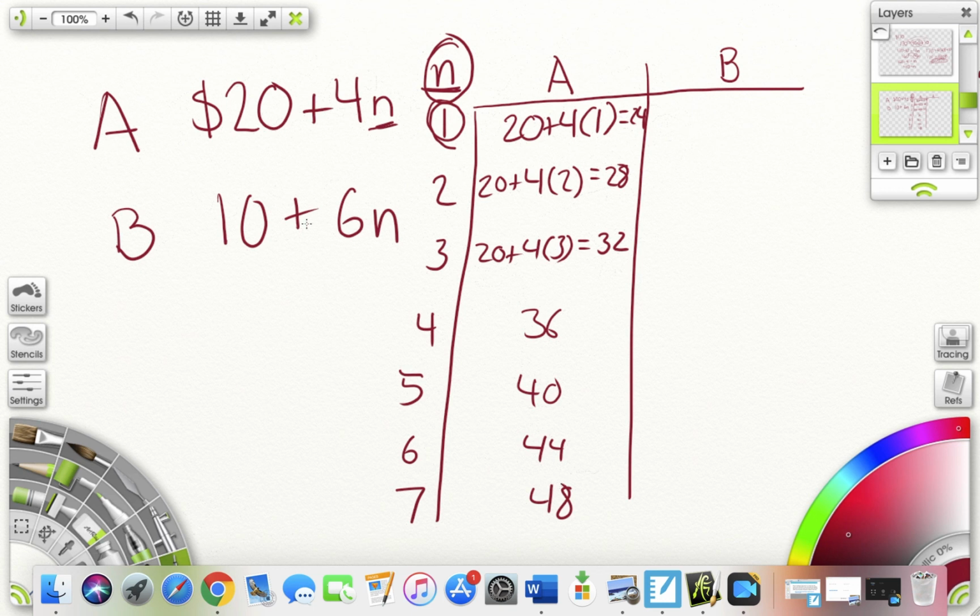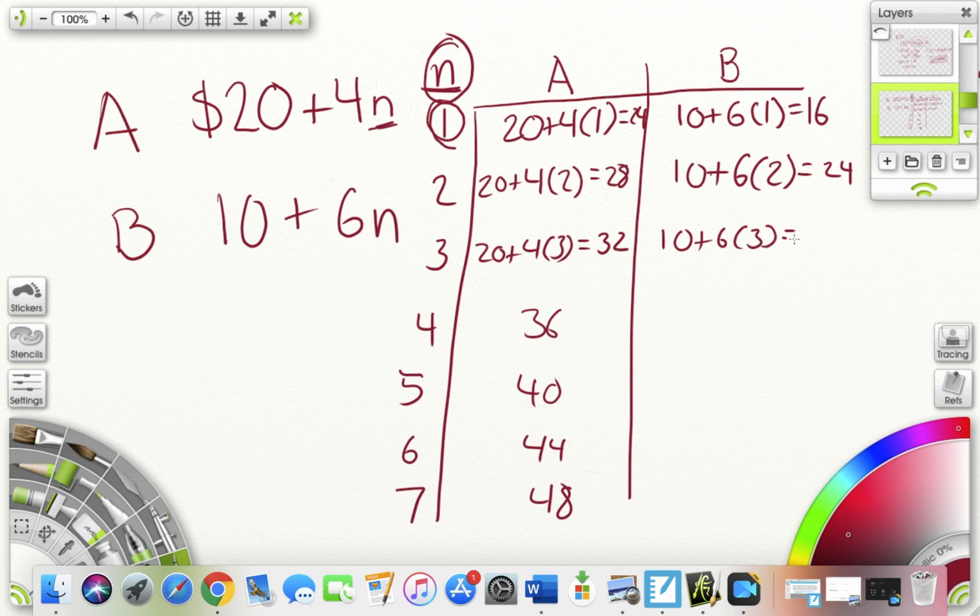So that's student A. Student B is $10 plus $6 per week times, this will be 1 week. So this is 16. Now I have $10 plus 6 times 2 equals 12 plus 10 equals 24. Let's do another one. 10 plus 6 times 3 equals 6 times 3 is 18 plus 10 is 28. In this case, I'm also going up by 4 each time.